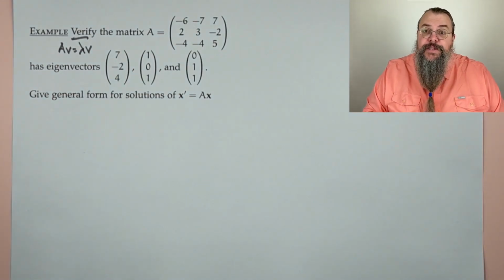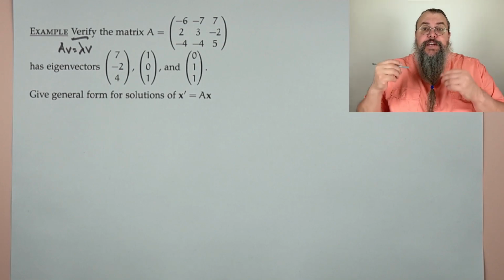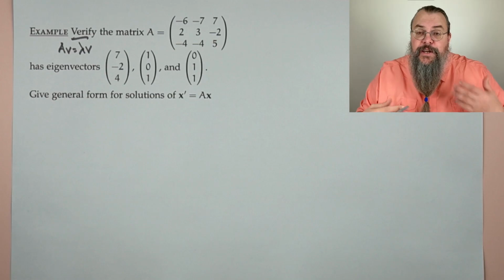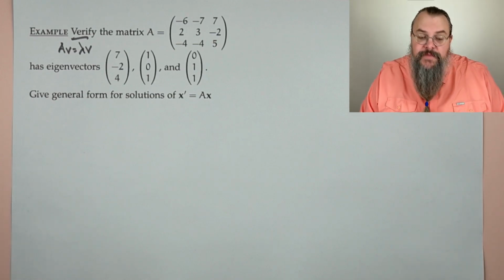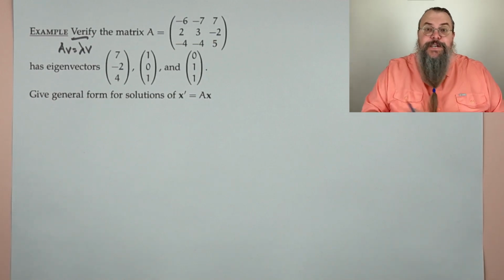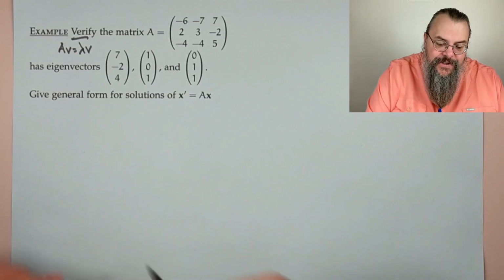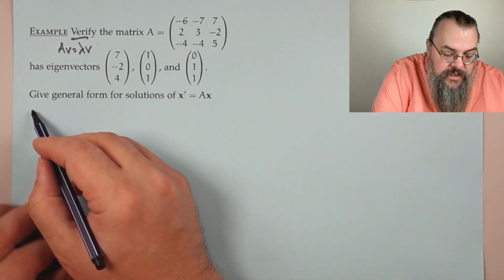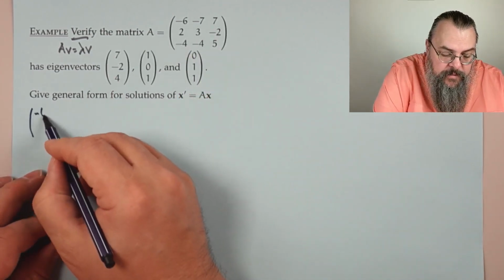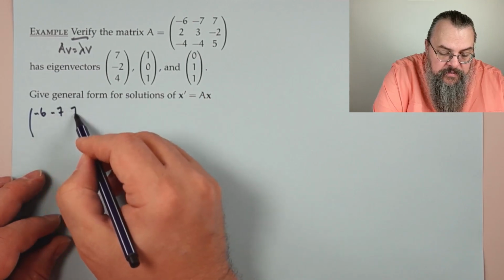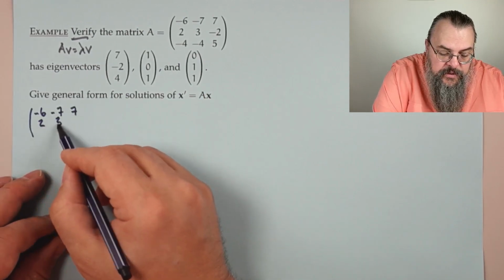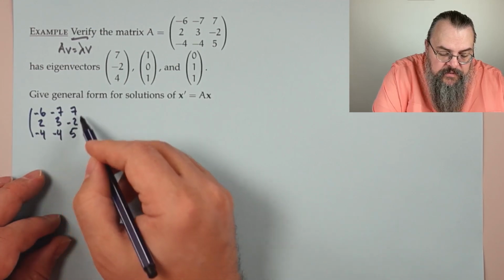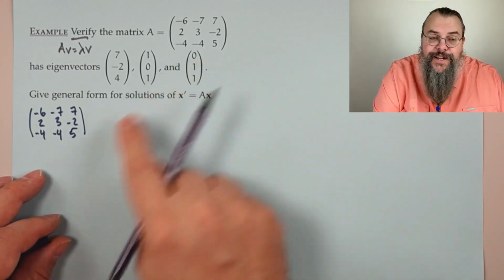So we're going to go through and carry out the computations. We're going to take our matrix times our vector and ask, does it look like a scaled version of the vector we started with? We have 3 vectors, so we're going to get a lot of practice. First off, we'll start with our first vector. We copy our matrix down, being careful: minus 6, minus 7, 7, 2, 3, minus 2, minus 4, minus 4, 5. It doesn't hurt to double check.